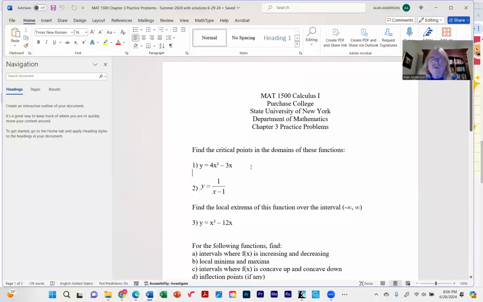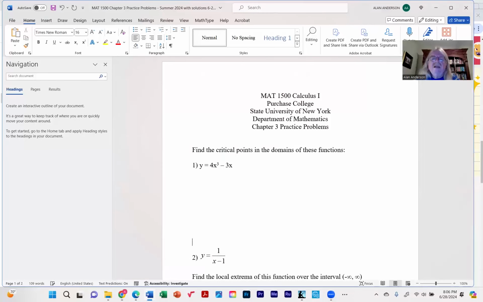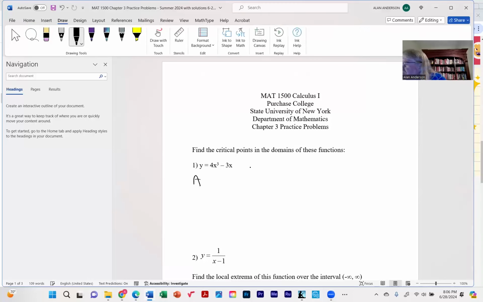So first, we're going to look for critical points. And don't forget what that means. A critical point is one where one of two things is true: either f prime of c is 0 or f prime of c is undefined.